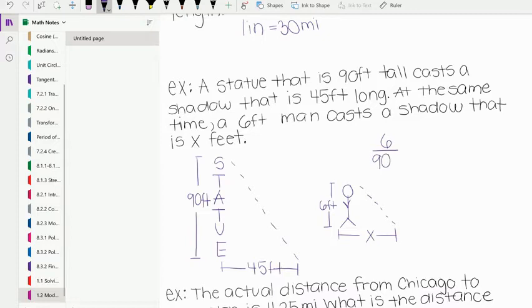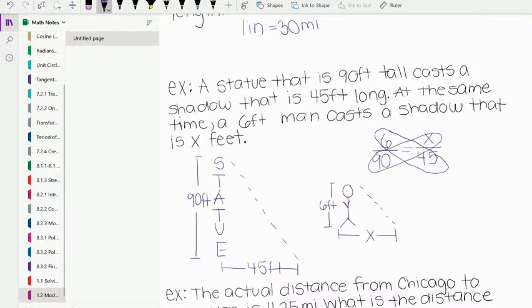This is representing the vertical height. Then for the horizontal, or the length of the shadow, we don't know the man's, but we do know the statue's. So again, we have the height over the distance. In order to solve this, we could actually do cross multiplication. So we have 6 times 45 and 90 times x.